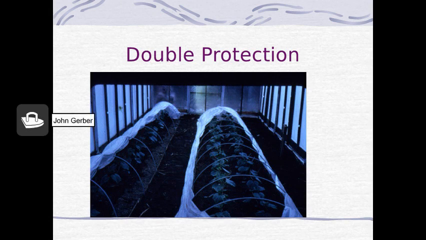In Japan, row covers are used inside of unheated greenhouses to grow a high quality melon. These melons might sell for $100 a piece in the winter months.